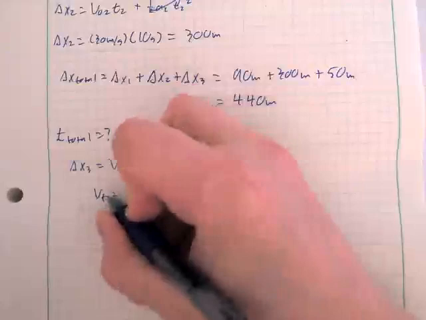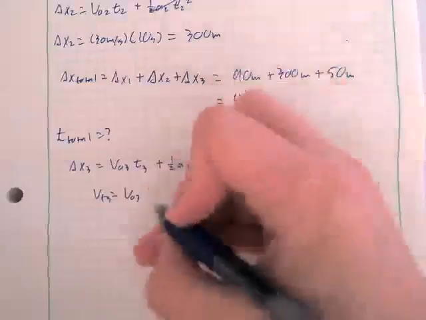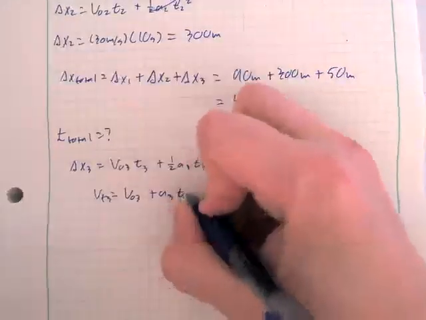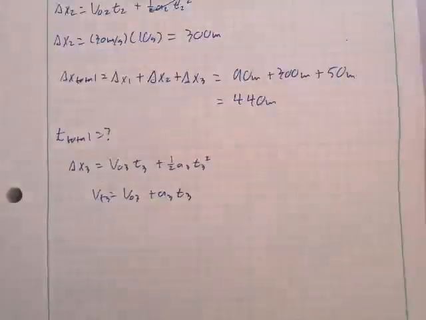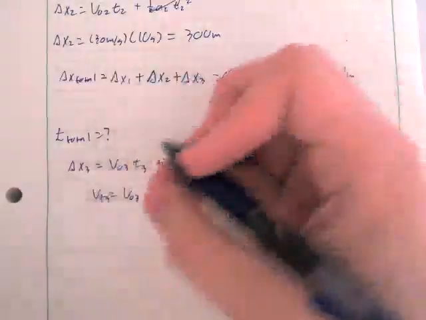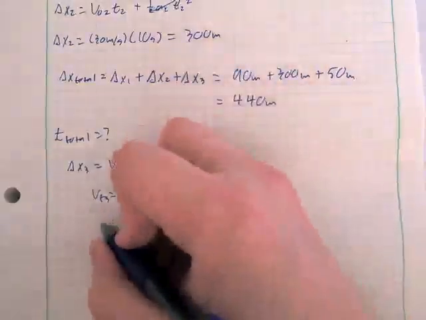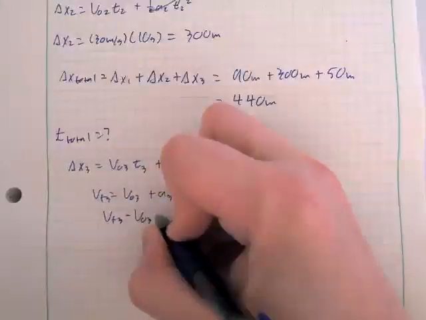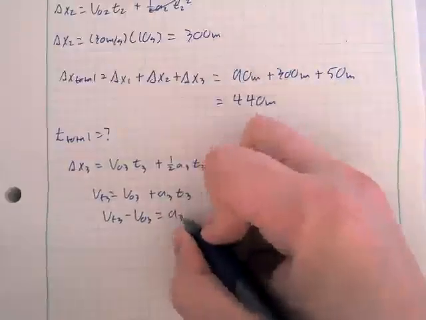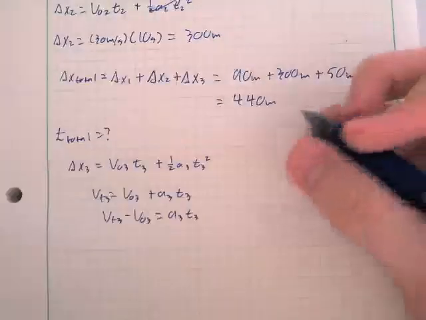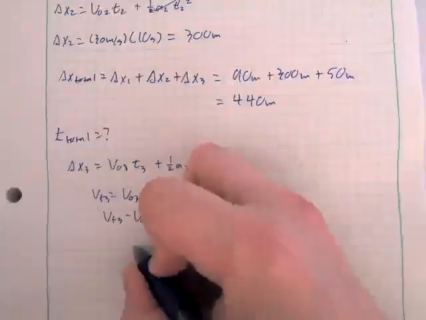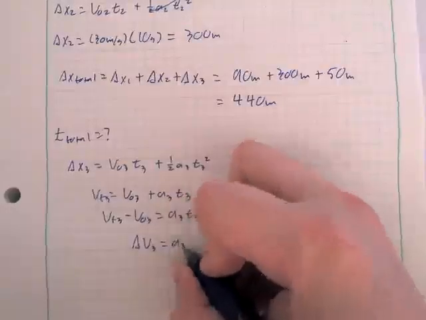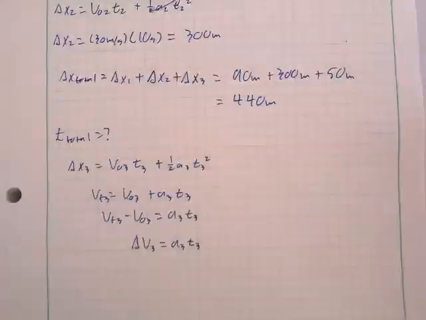V final of part 3 equals V initial of part 3 plus A3 T3. We can also use this formula. How is this going to help us? Well, let's subtract this V initial from part 3 over. So we'll have our V final 3 minus V initial 3 equals A3 T3. And this, of course, gives us delta V for part 3 is A3 T3.